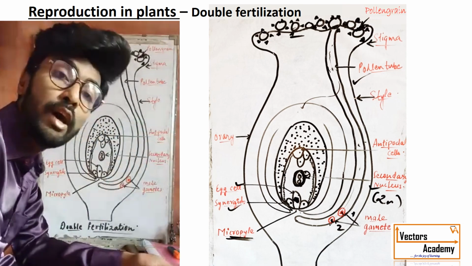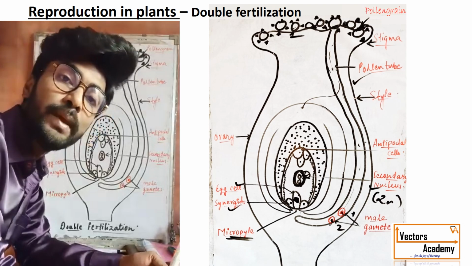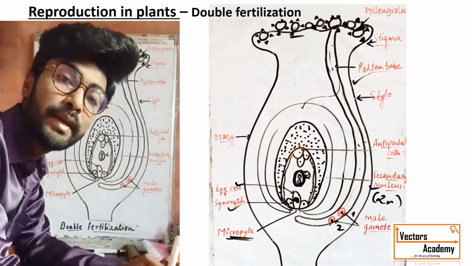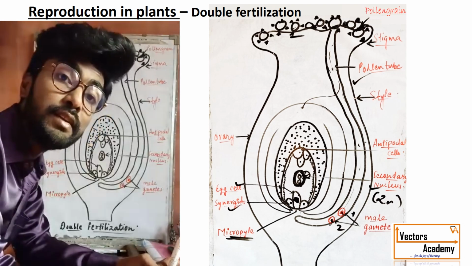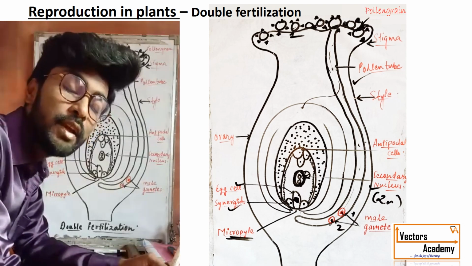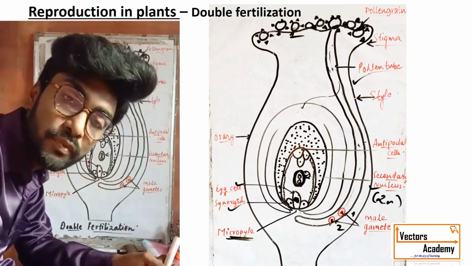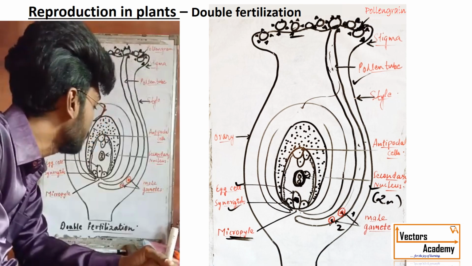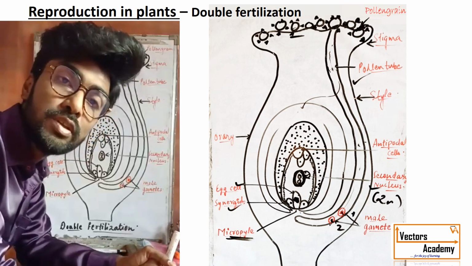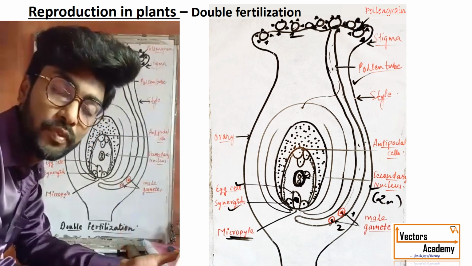Now this double fertilization was for the very first time discovered and studied by the scientist Nawaschin in the plant Lilium martagon. Lilium martagon is a flowering plant, and in it double fertilization was studied for the very first time. So let's start the mechanism of double fertilization.